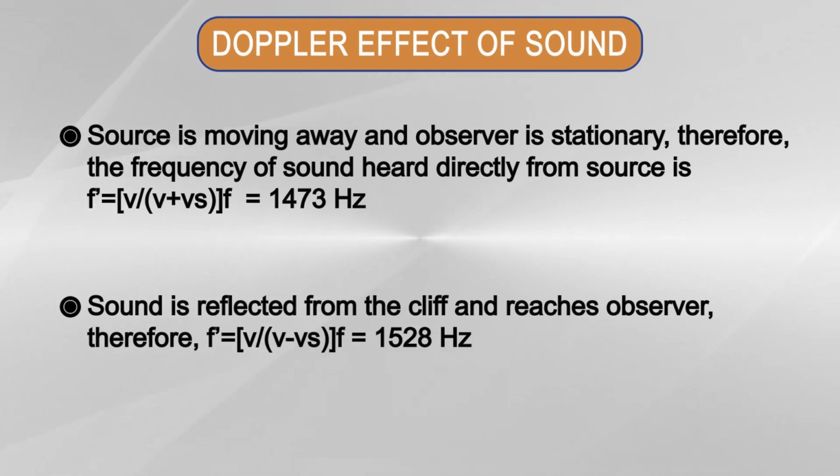And in the second case, sound is reflected from the cliff and reaches the observer, therefore the formula we are going to use for f prime will be equal to v upon v minus vs, because it corresponds to the motion of the source in the opposite direction compared to the first one. So, that result will be equal to 1524. So, with a simple mathematical formula based calculation we can get this result, and we can observe the change in the frequency in different cases. This is the Doppler effect related to sound waves.